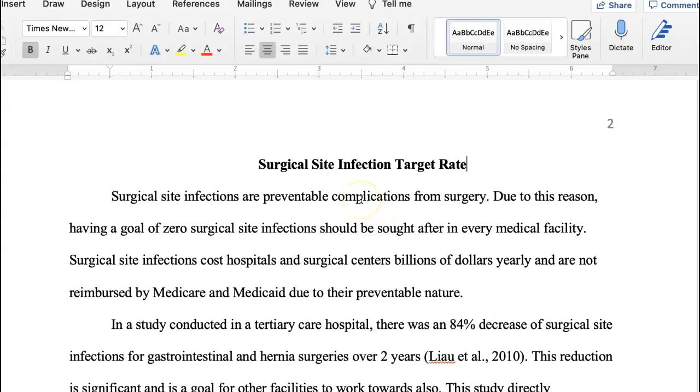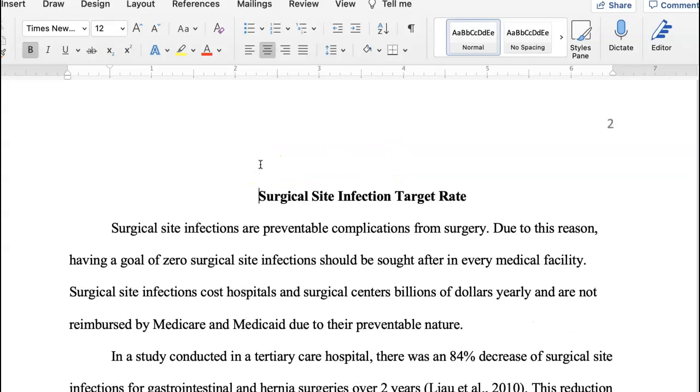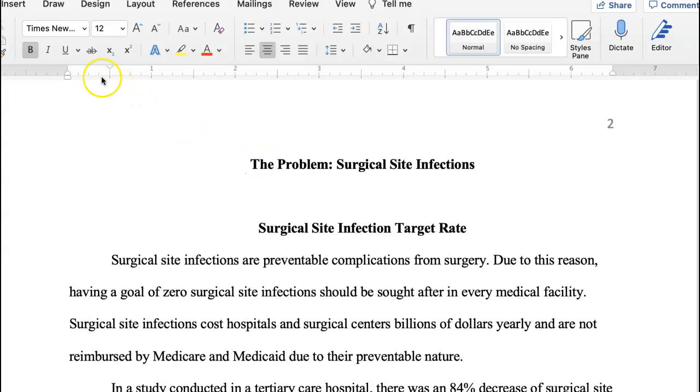So if I read your abstract, I read your intro, then I would say well, what's coming next? And it would be, I'm going to just make this up here. So it would be, and then it would be your regular unbolded, uncentered, surgical site infections, blah, blah, blah. And then you can talk about what the problem is.